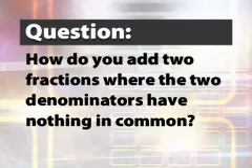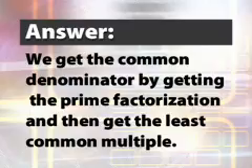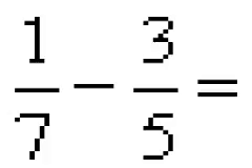Let's take this problem for example, 1/7 minus 3/5. How do we subtract them? This one takes a bit more work compared to the others we worked on. We have to get the prime factorization and then get the least common multiple. Luckily, the denominators are already primes, so we do not have to get the prime factorization for this problem. So now we need to get the least common multiple of 5 and 7, which of course is 35.